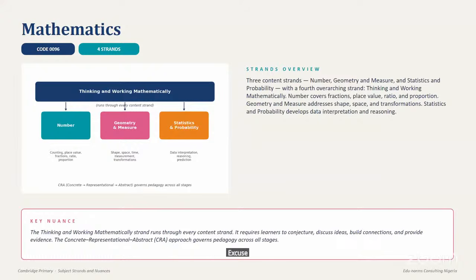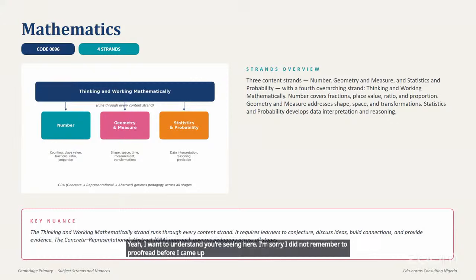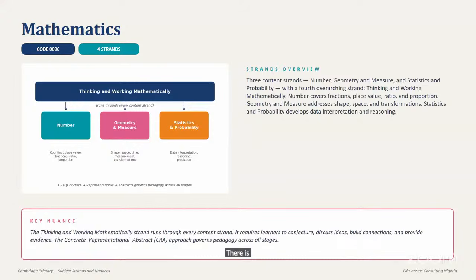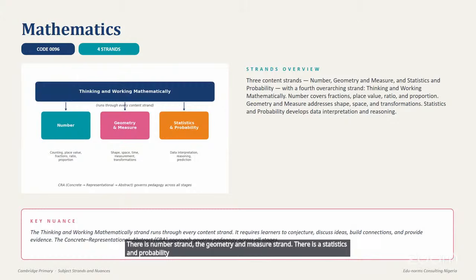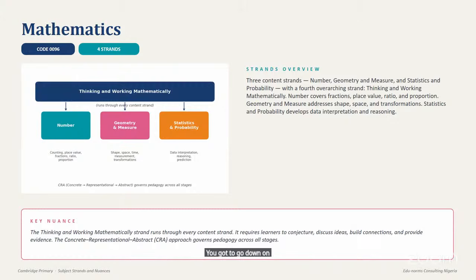There is the number strand, the geometry and measure strand, the statistics and probability strand, and the algebra strand. There are more than the strands you're seeing here. I'm sorry, I did not remember to proofread before I came up here. There is the number strand, the geometry and measure strand, the statistics and probability strand. You can also call that one the handling data strand. There is the algebra strand.